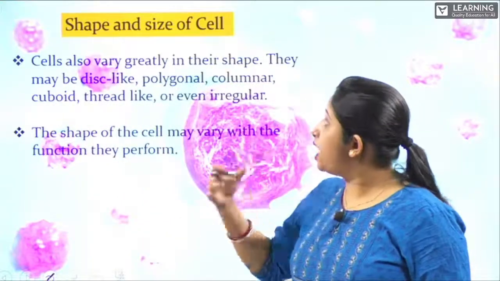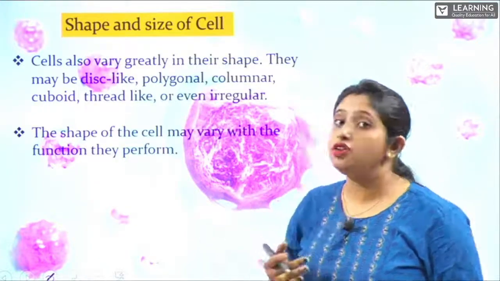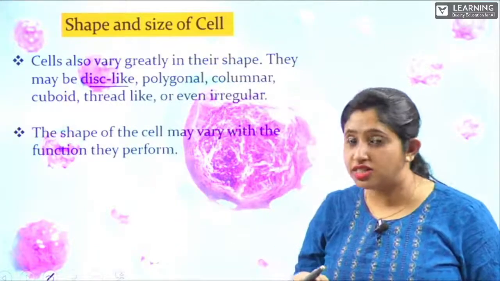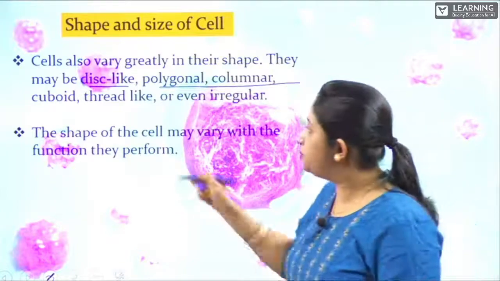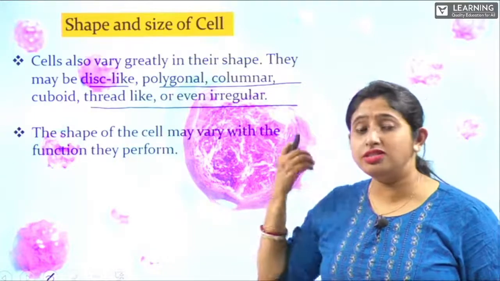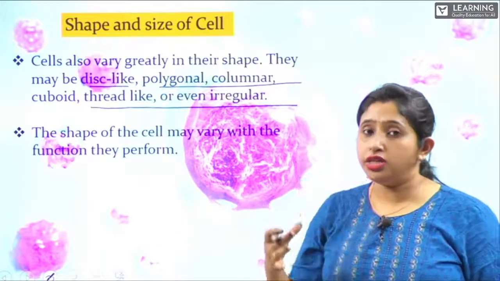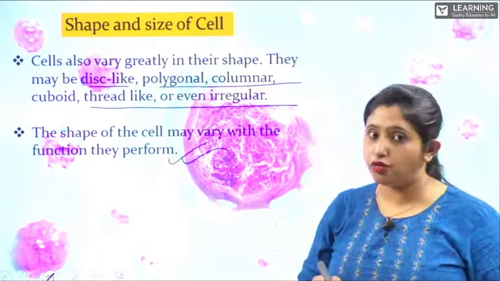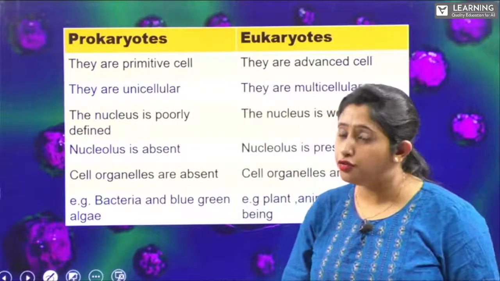So see, shape and size of the cell. Now let us study the shape. Some cells may be disc shape, that is the RBC. Some may be polygonal, some columnar, cuboid, some elongated, thread-like, or even irregular. The size and shape of the cell vary from one organism to another, and as I have already said, they vary to perform different functions.